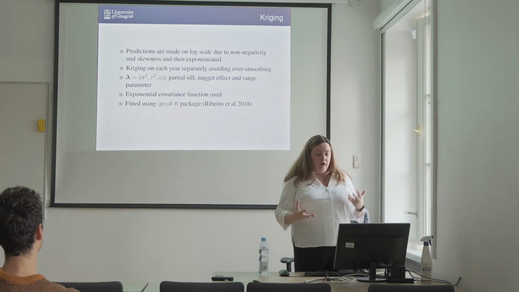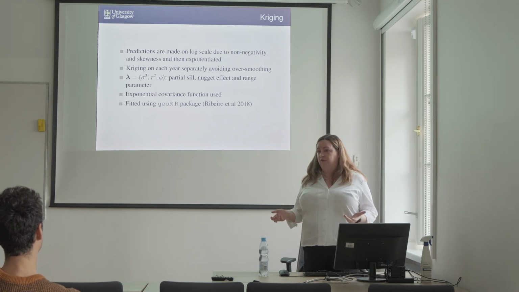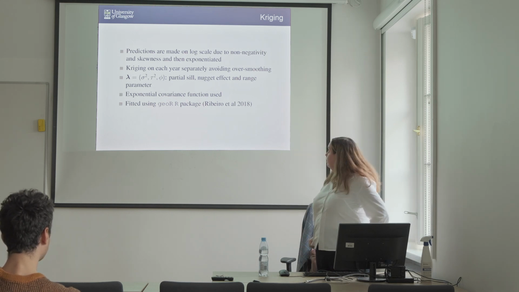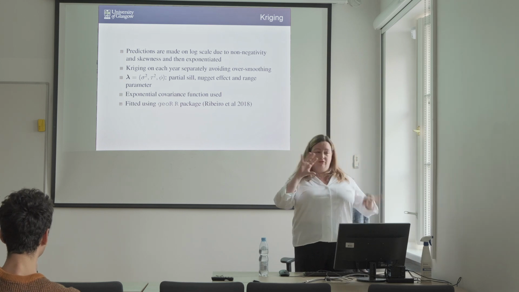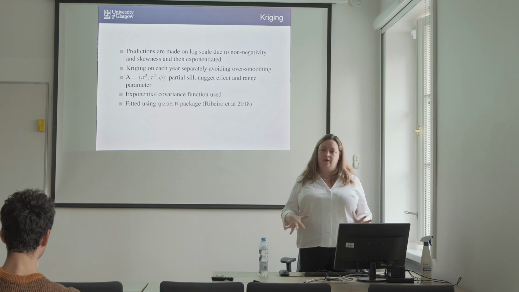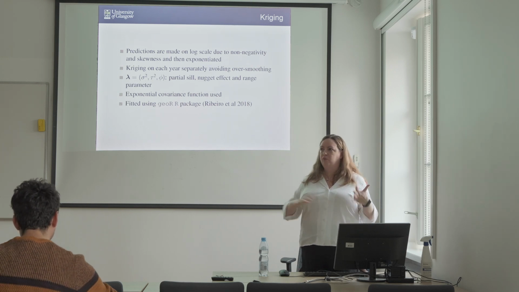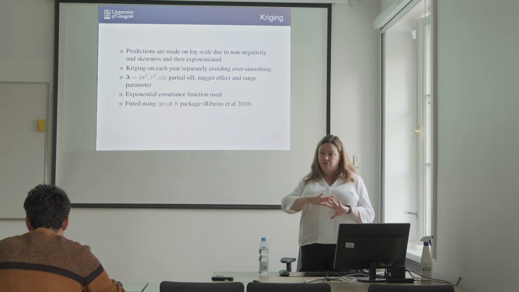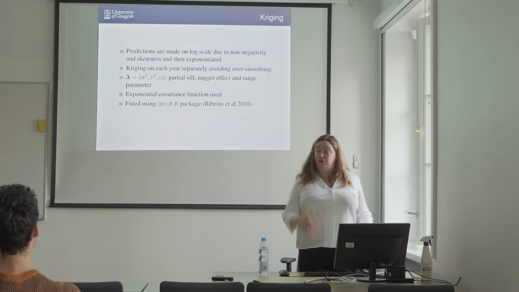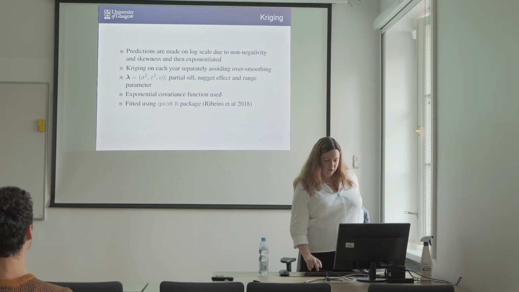Because these things are pretty skewed, disease counts generally tend to be, we do use the log and then we exponentiate up. We are modeling over time, but this is essentially calculating a probability for imputing data for each time point. So we don't want to estimate this across time, we don't want to smooth too much. So we do actually do the kriging each year separately. And basically we use an exponential covariance function and the GeoR package, the standard defaults.